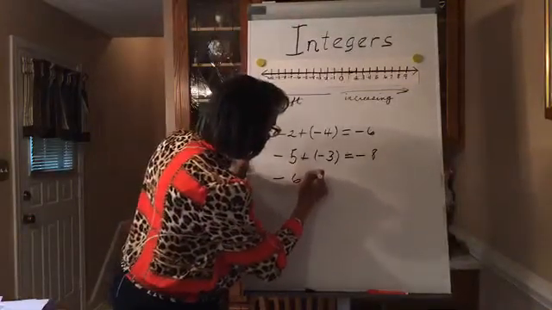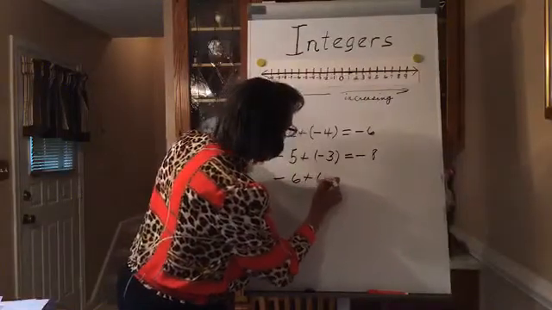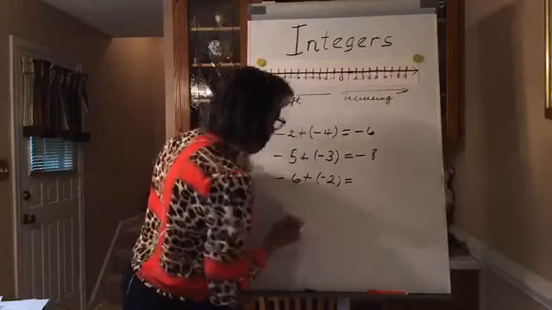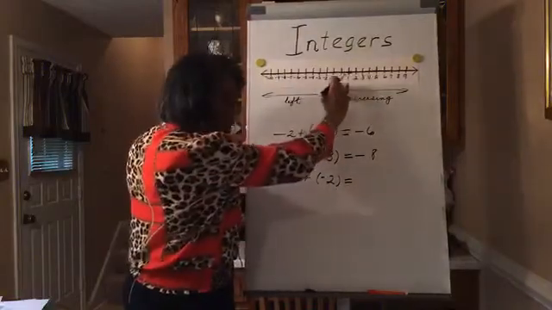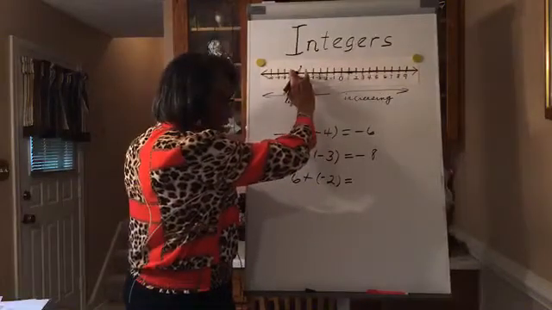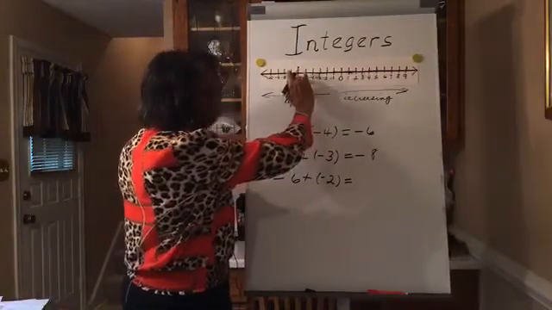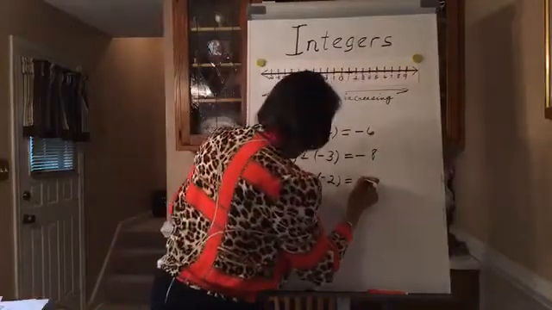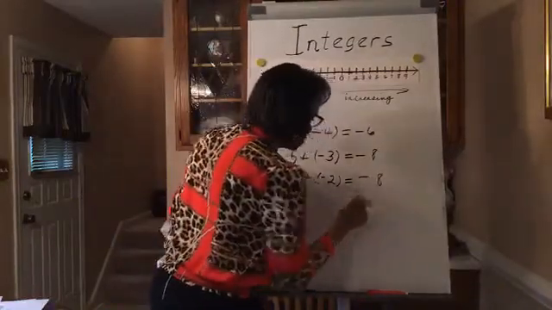All right, let's do negative 6 plus negative 2. And that's start at 0. Notice I always start here. Go to negative 6 and then go negative 2 steps over. 1, 2. So the answer is negative 8 again.